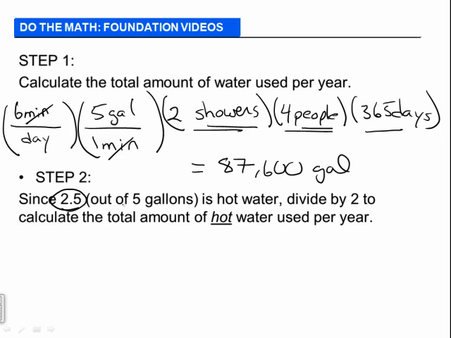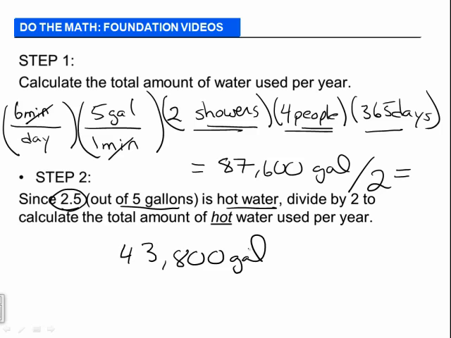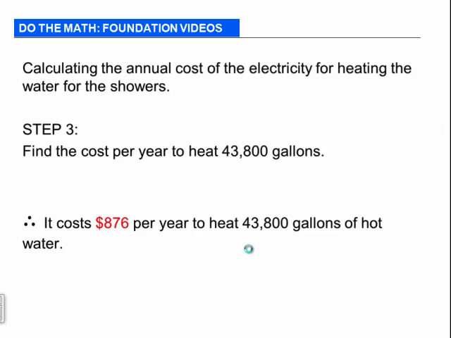Since 2.5 gallons of the 5 gallons is hot water, we're going to take this number and divide it by 2 to get the total number of gallons of hot water. So if you take 87,600 divided by 2, you get 43,800 gallons of hot water. So that's the answer to part A. So let's look at the second part.